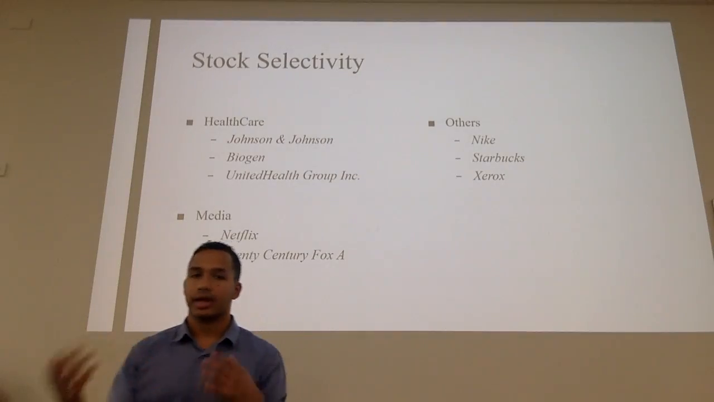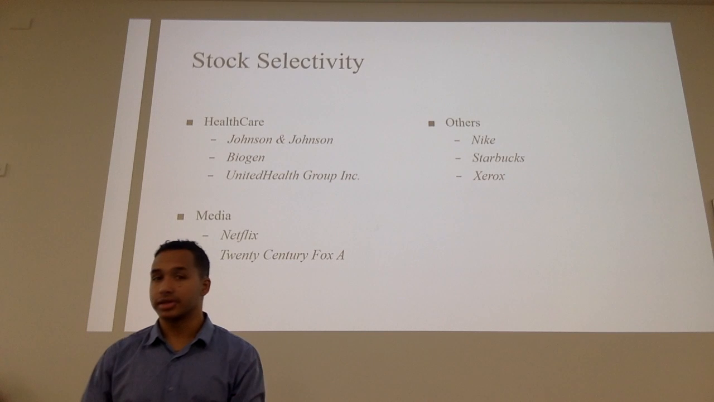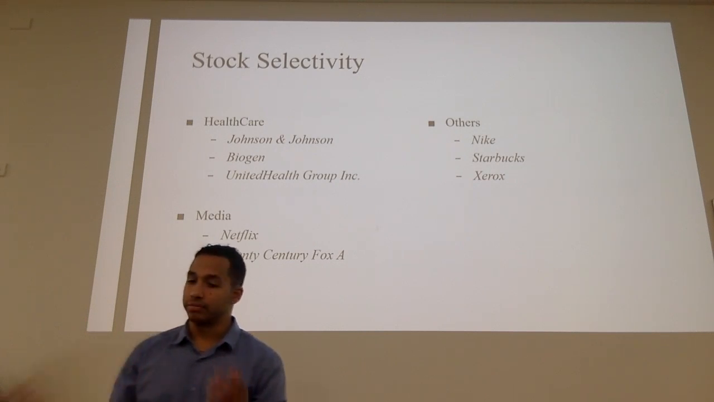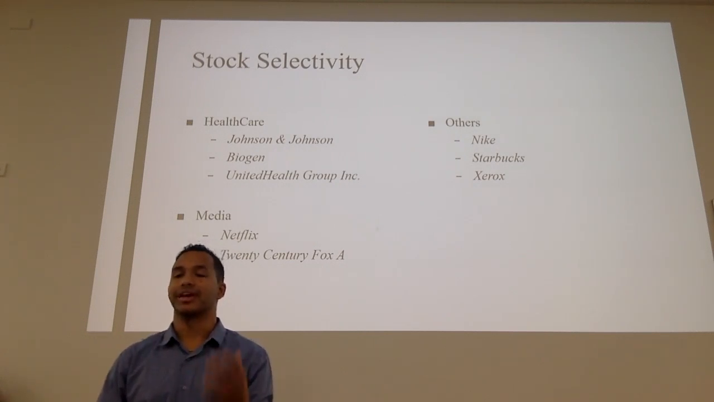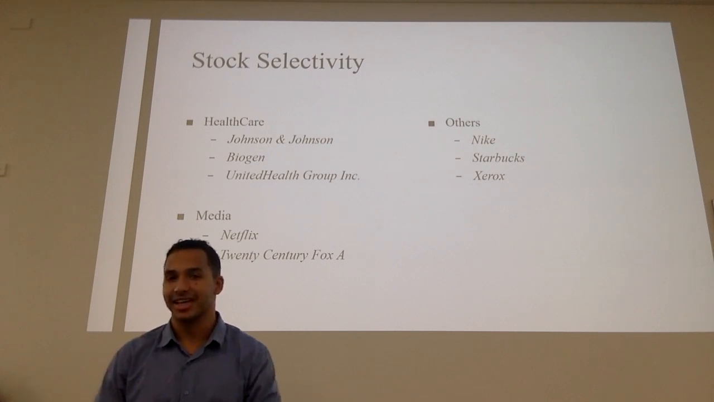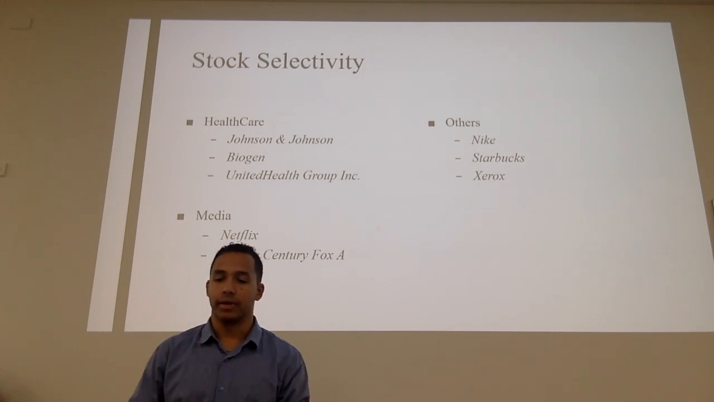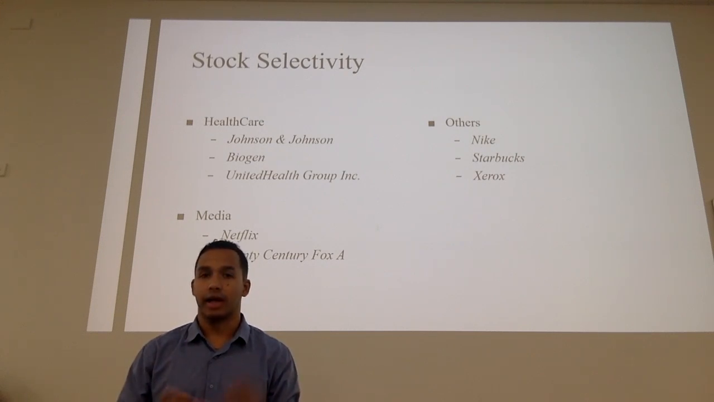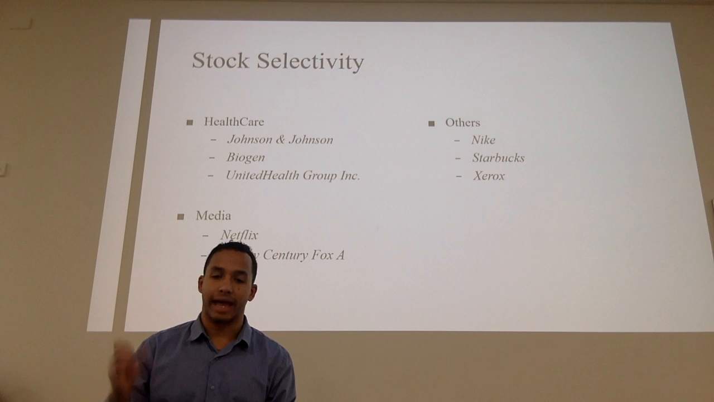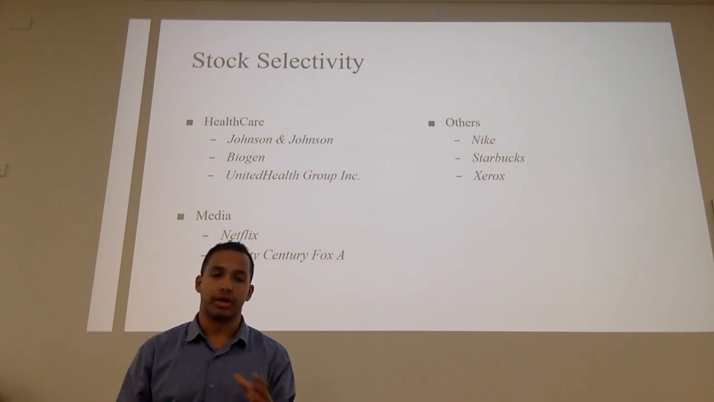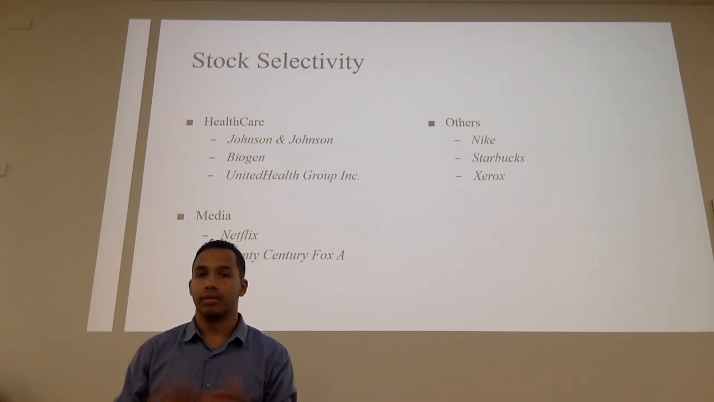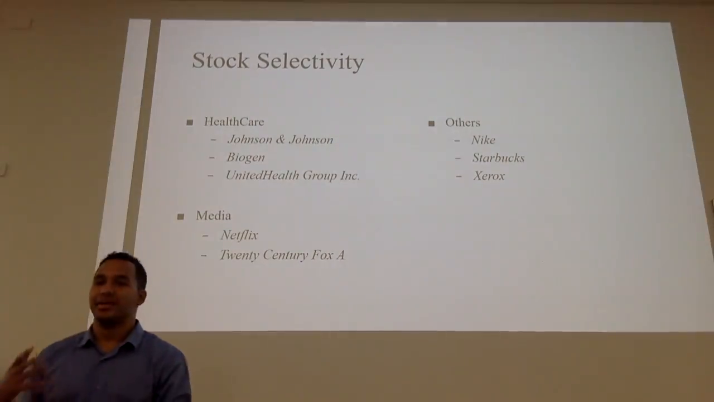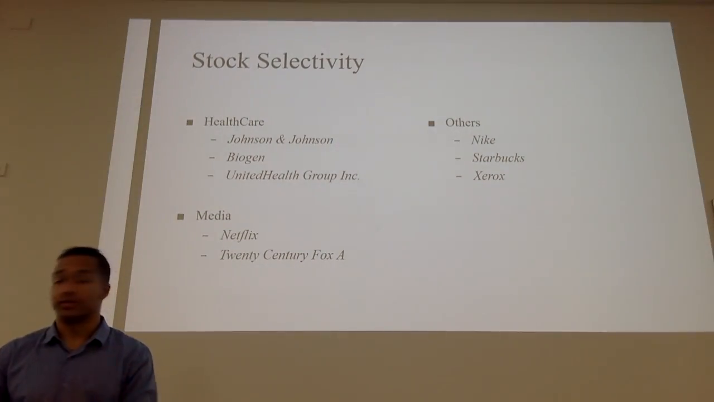Moving on to our healthcare market, we're talking about Johnson & Johnson and Biogen. Very similar to our environmentally friendly stocks, we see this as a huge market where we can grow because they are based on medicine as well. These are all American-based companies where they will see the majority of spending. Moving on to our media, like Netflix and 20th Century Fox as well.